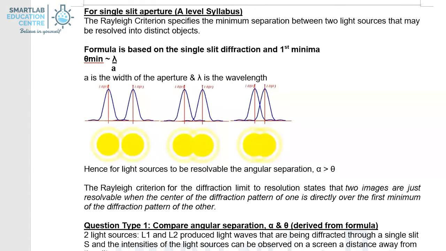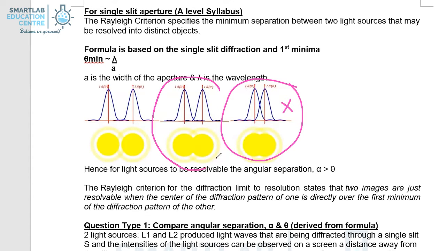Rayleigh criterion. The Rayleigh criterion specifies the minimum separation between two light sources that may be resolved into distinct objects. Let's take a look at what it means. So in this case, the two light sources are not being resolved, and therefore it did not meet the Rayleigh criterion.